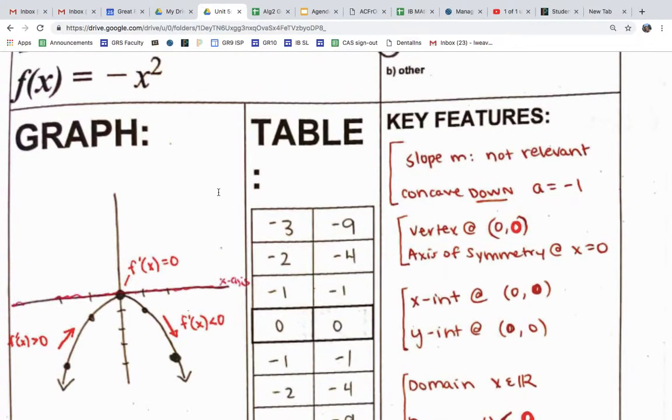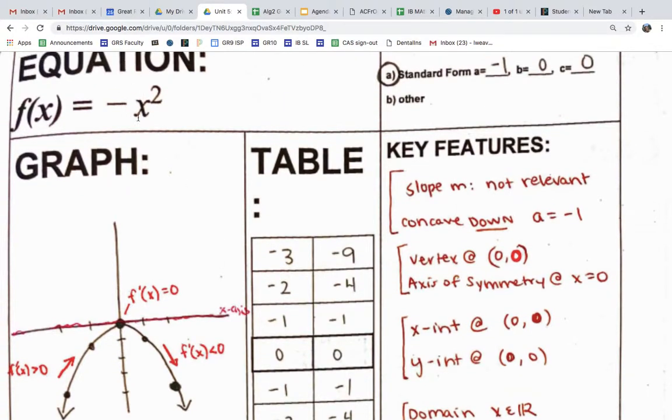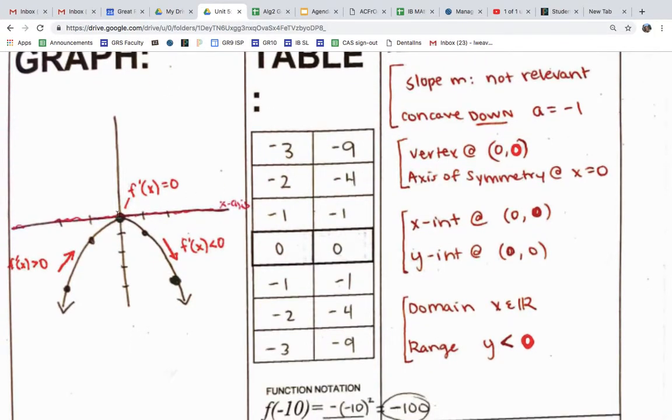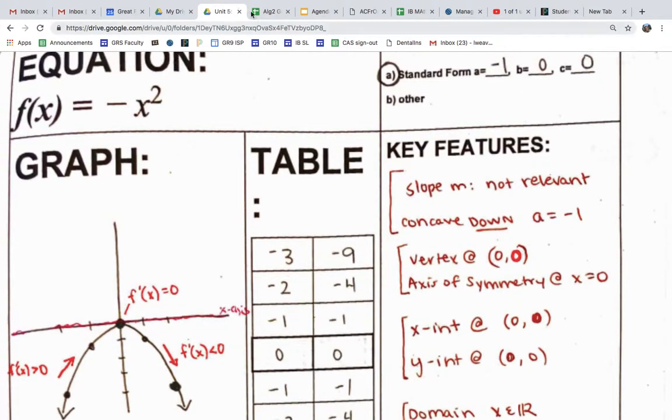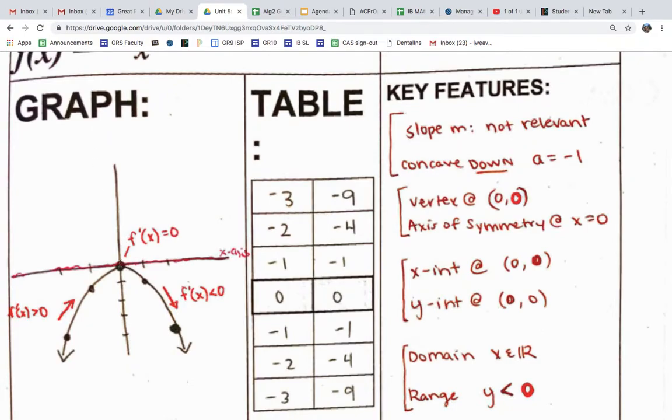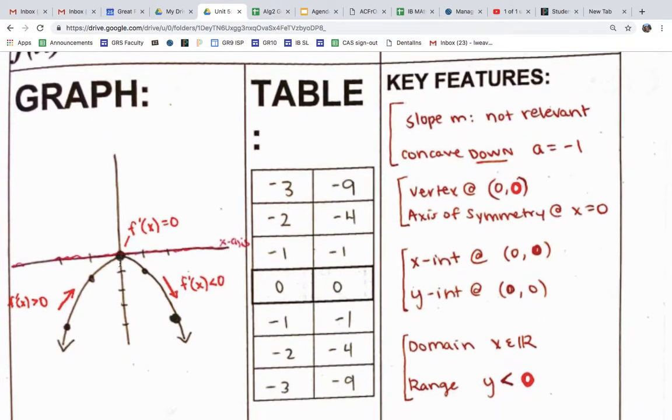The number in front of x squared is our a value, and that is negative 1. Our vertex happens here at 0, 0. Our axis of symmetry cuts our parabola in half, so that happens at x equals 0. Our x-intercept happens when y equals 0, so we could put 0 equals negative x squared and solve, but we know from our graph that it's right here. Our x-intercept and our y-intercept are at 0, 0.